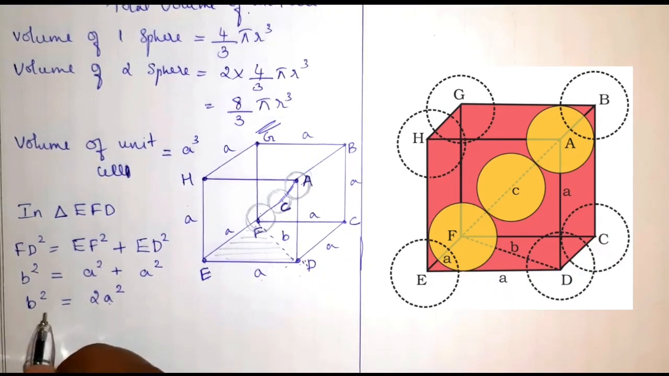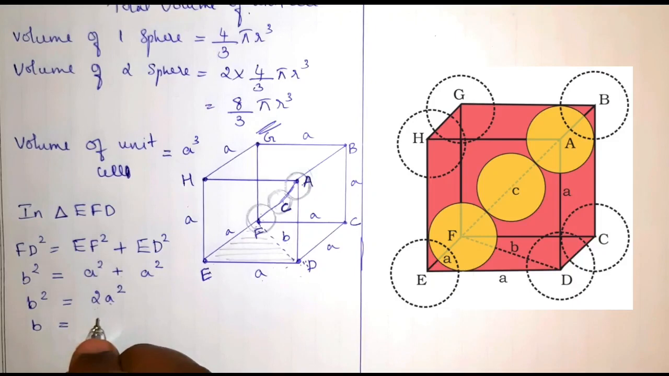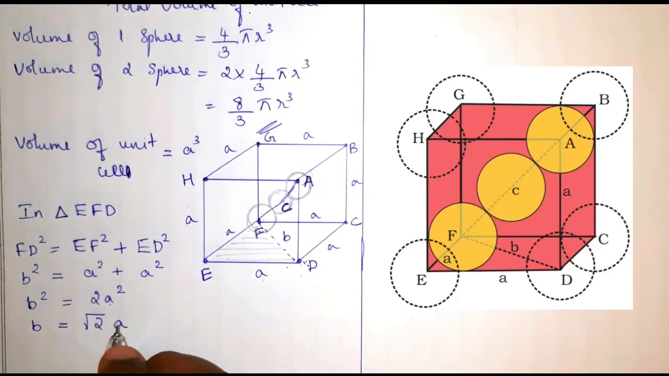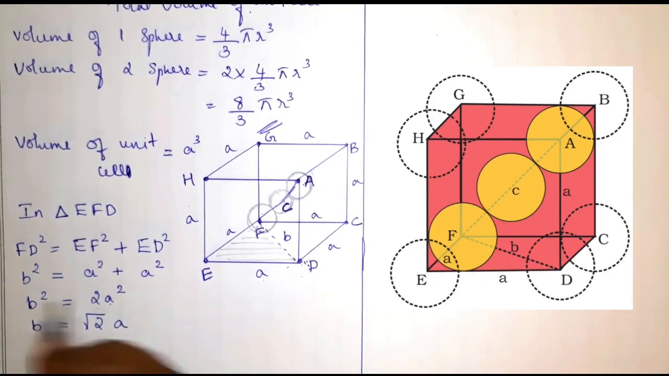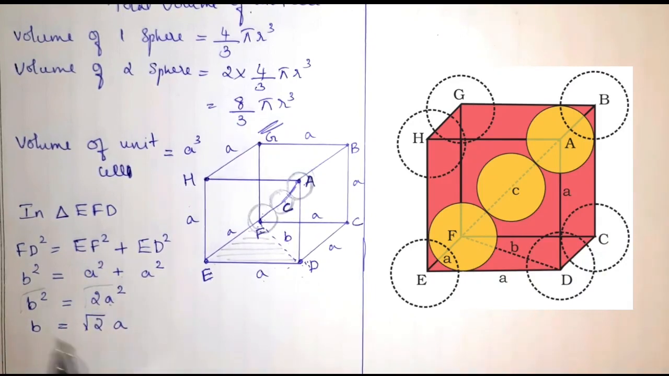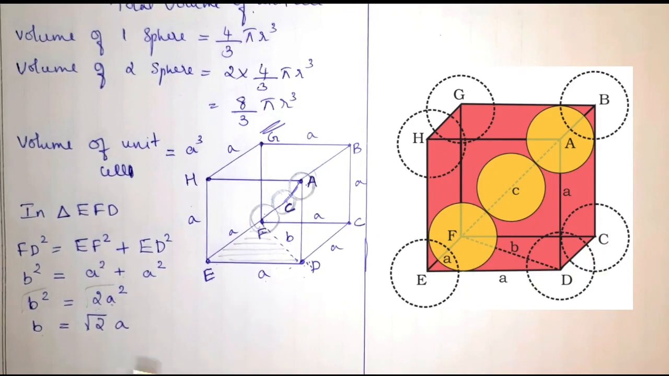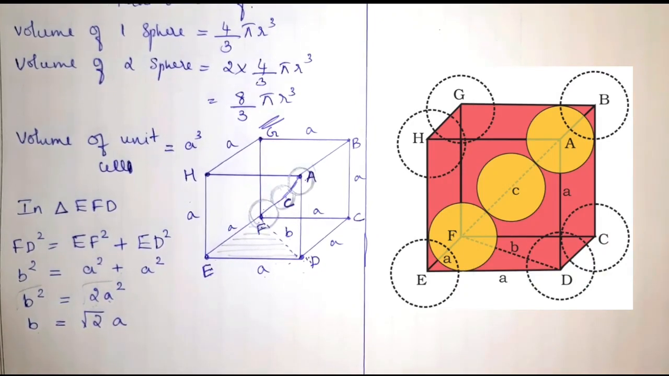Now what you have to do? You have to root it. Root B square, you will get B is equal to root 2A. Don't put root for A. It is root 2A. A square root, if you take, it is cancelled. So you have to root here. Root B square, root 2A square, you will get B and root 2A. So you got B is equal to root 2A.